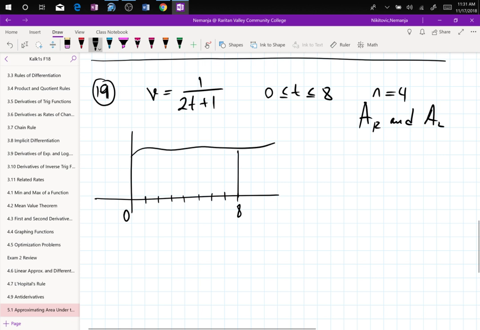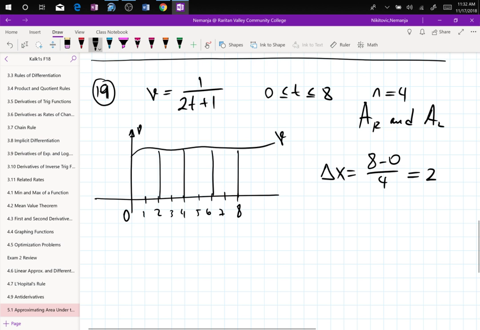Right, that's 8, so from 0 to 8, and we're looking for the area. They want 4 rectangles. So delta x, the width of a single rectangle, is going to be 8 minus 0 over 4 for a total of 2. So we'll draw the rectangles at 2, like this. And this is our f of x, which they call v for some kind of velocity graph, I think, in time. So what do I have? Oh, this is not delta x now, it's delta t, because it's the same thing.